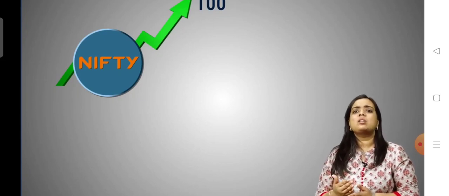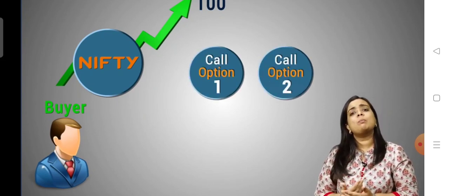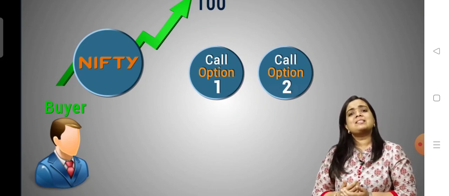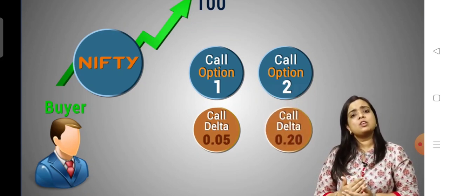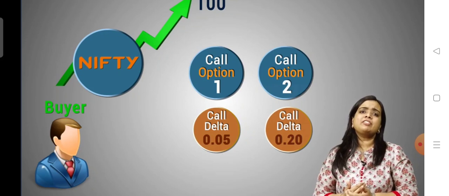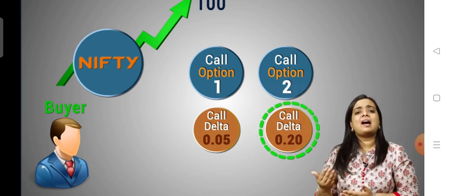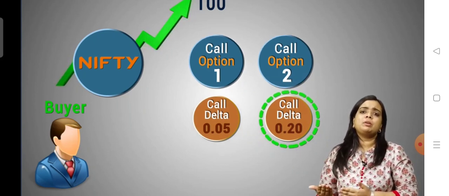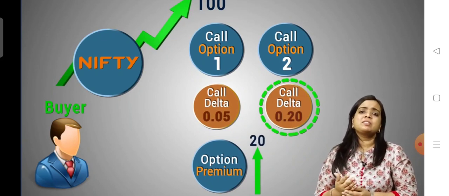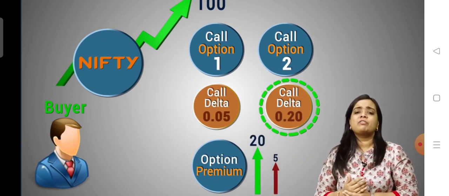For example, we assume that we expect a massive 100-point move up on Nifty, and based on this expectation, we decide to buy an option. There are two call options, and we need to decide which one to buy. The first call option has a delta of 0.05 and the second call option has a delta of 0.2. So obviously we should choose the second call option where the delta is higher, that is 0.2. So if Nifty moves around 100 points, premium will move around 20 points vis-a-vis 5 points in the case of the first option.